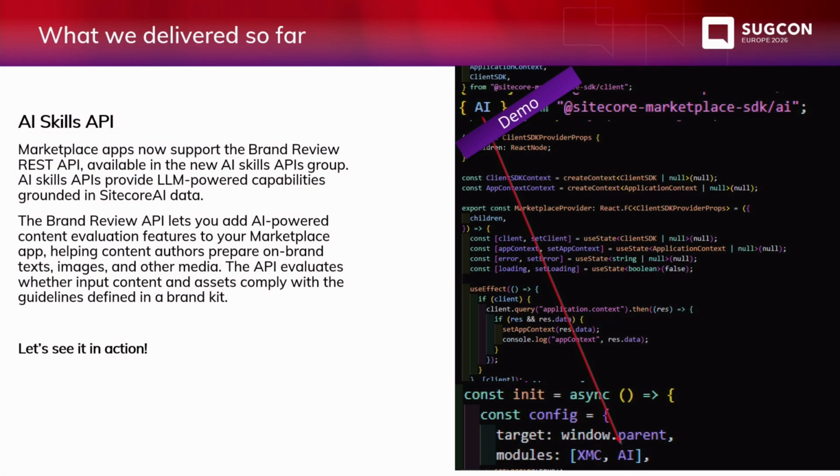Better. Next one, AI skills. So AI skills is pretty new. It is a new set of APIs you can enable, and basically it allows you to have access to the newest AI skills or AI functionality. Nowadays, it's just brand review. And our brand review API just abstracted what you need to do. And I'll show you in a second with a walkthrough.